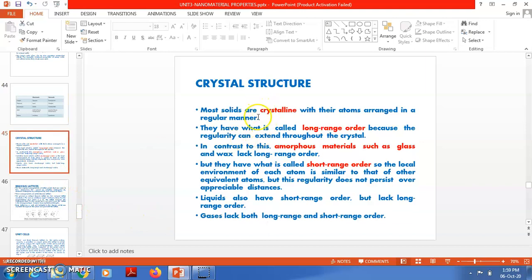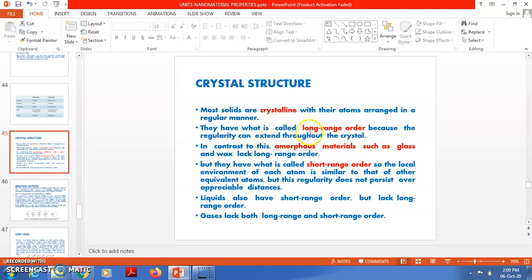Then crystal structure. Most solids are crystalline, with their atoms arranged in a regular manner. We already saw that introduction in the previous online class. Anyway, I am going to continue. They have what is called long range order, because the regularity can extend throughout the crystal.